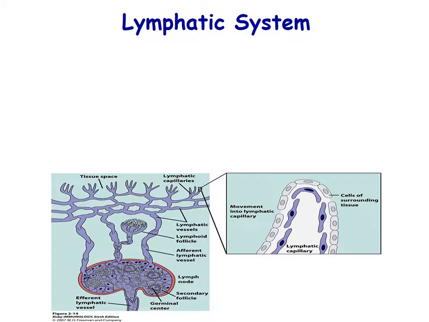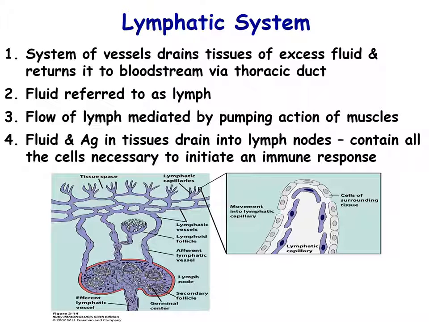Now, the lymphatic system is very important in protecting our tissues from infection. It's a system of vessels, of course, that helps to drain excess fluid that gets into the tissues and return it back to the bloodstream. The fluid within there is referred to as lymph, and it's pumped by action of muscles and everything. I know as nurses you guys know this pretty well. But what happens is the lymph will trap or catch any pathogens, microbes, or this sort of thing, and then drain them into the lymph nodes.